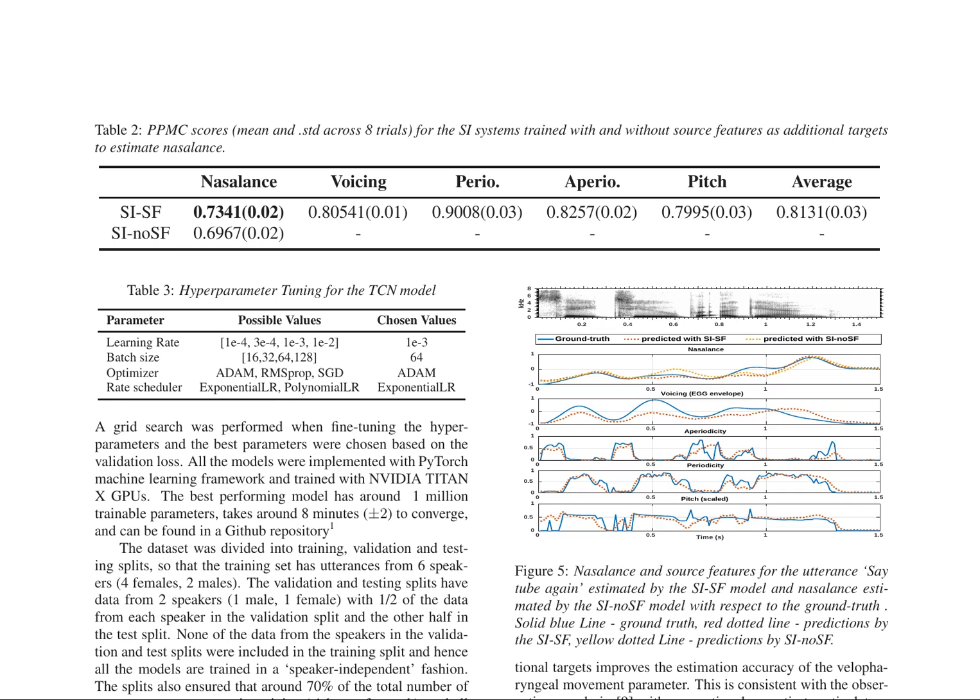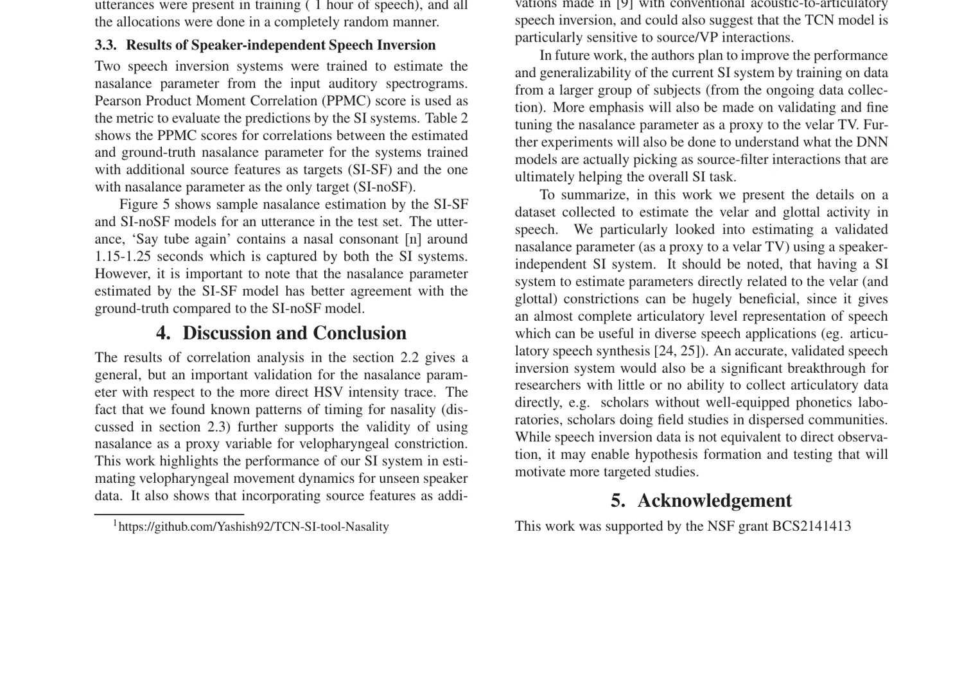The paper also delves into the hyperparameter tuning process for the TCN model, which involved a grid search to find the best parameters based on validation loss. The chosen parameters include a learning rate of 1E-3, batch size of 64, Adam optimizer, and exponential LR scheduler. The model has around 1 million trainable parameters, takes approximately 8 minutes to converge, and can be accessed through a GitHub repository. The authors plan to enhance the performance and generalizability of the current SI system by training on data from a larger group of subjects in future work.